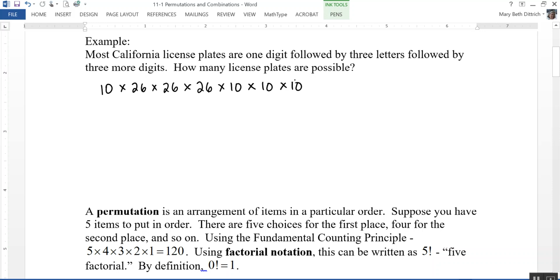So plugging that into your calculator, you get 175,760,000 possible license plates. Now that's not actually accurate because I've never seen a license plate that starts with a 0, and to be honest, there are certain letter combinations that they do not allow.